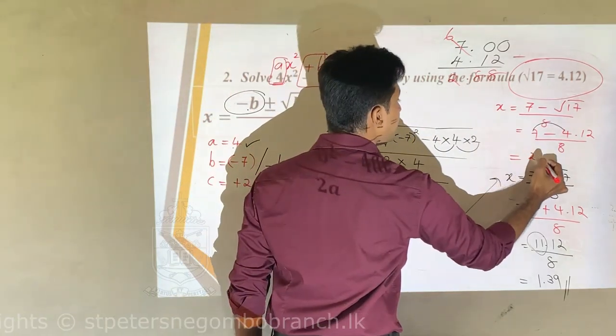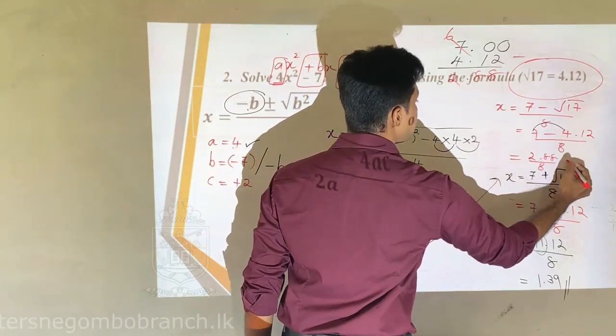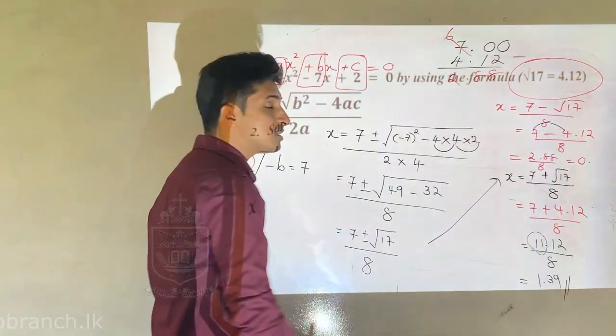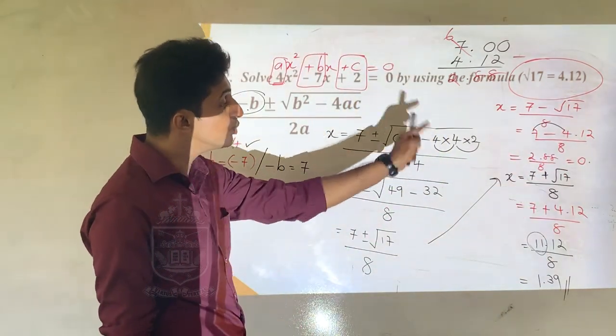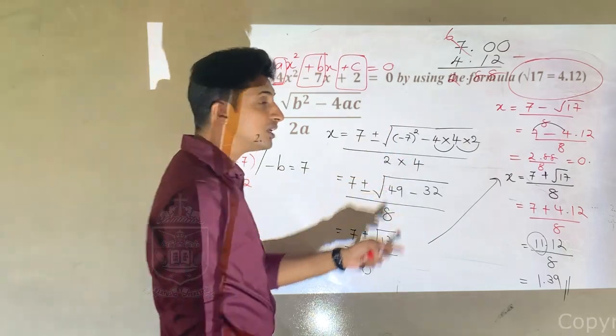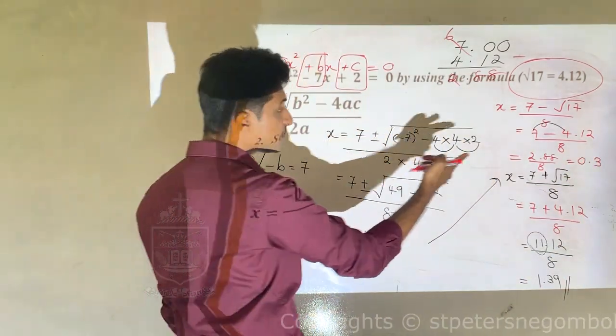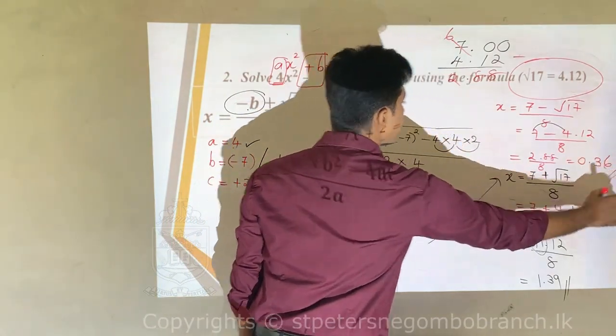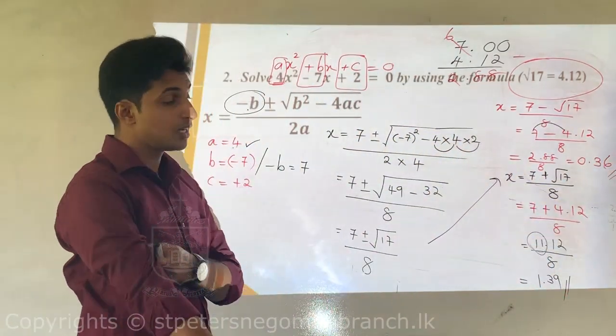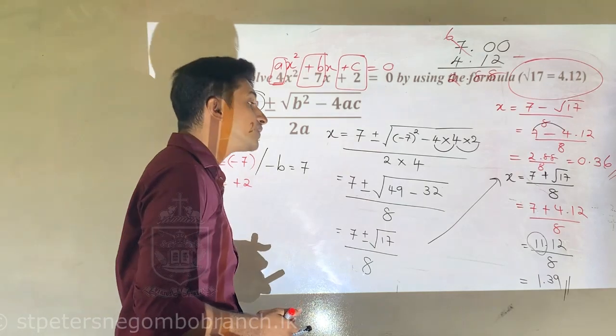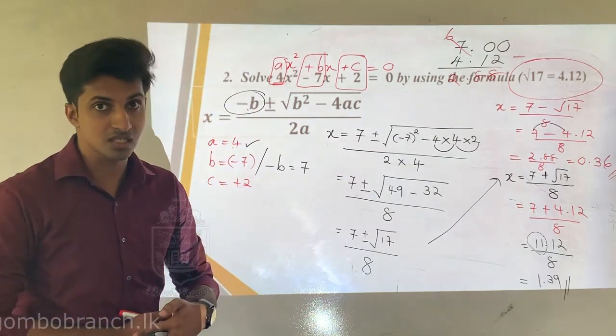So 2.88, we will divide by 8, that means in 2 there are no 8 times, right? Then give the 2 to that 8, then 28, you have 3 for 24, 4 remaining, give it to the next one, then 48, the value is 6. So you have two answers, that is 1.39 and the other one is 0.36.